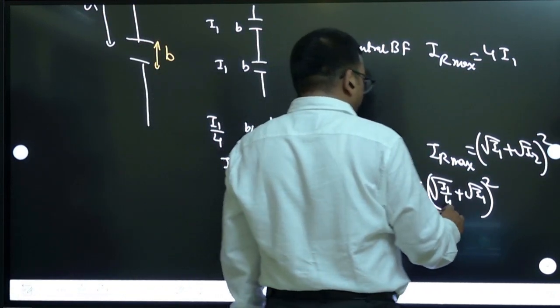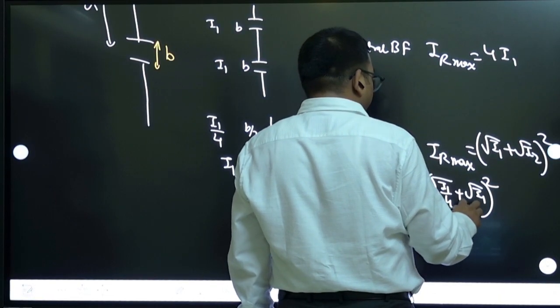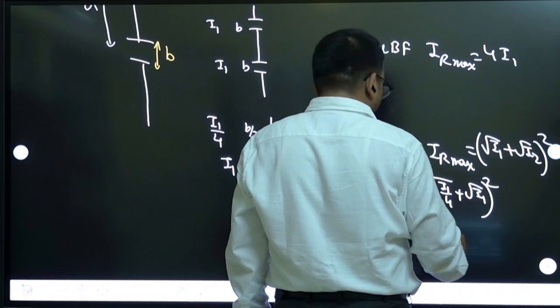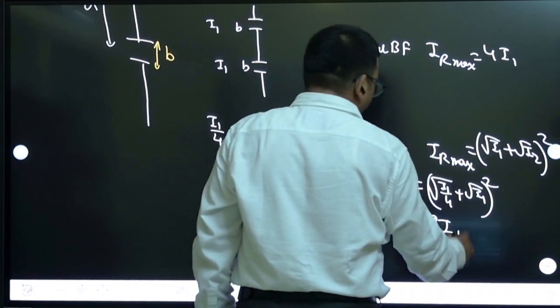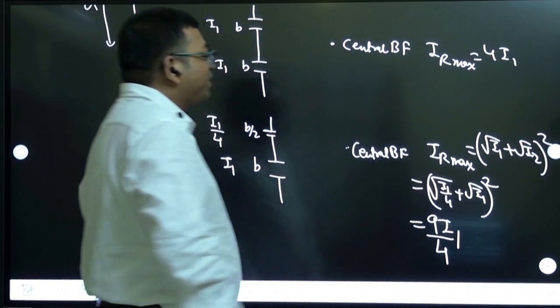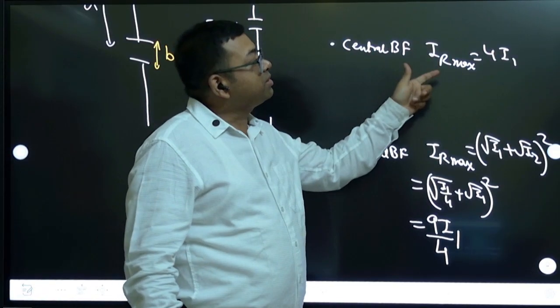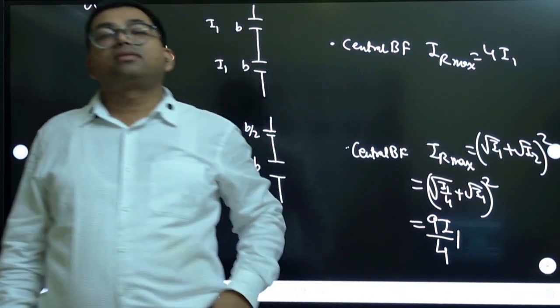So now it will come as half, so root I1 will come. This is half plus 1, 3 by 2, 9 by 4 it will come. This is how it will be coming, 9 by 4 of I1. So this is how it will change. If you make this slit width half, previously the intensity was 4I1, now the intensity will be 9 by 4 I1, right?